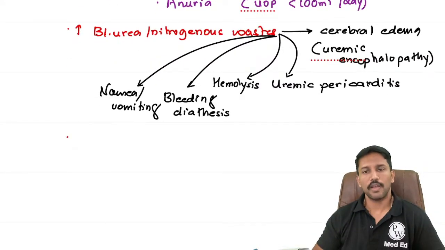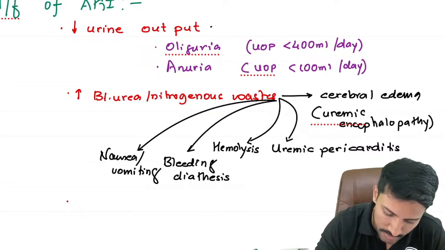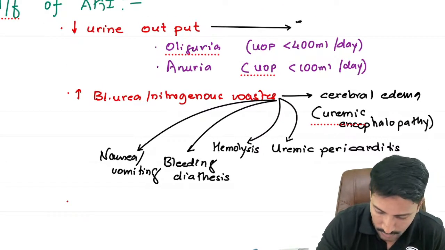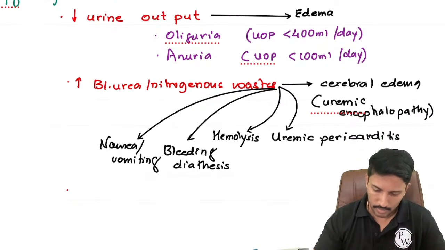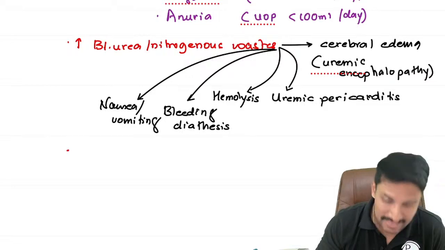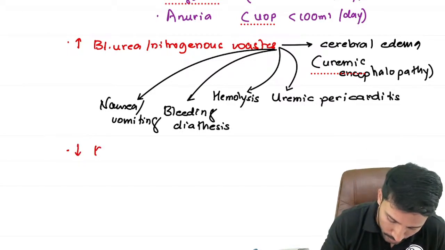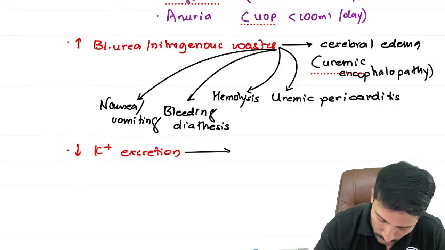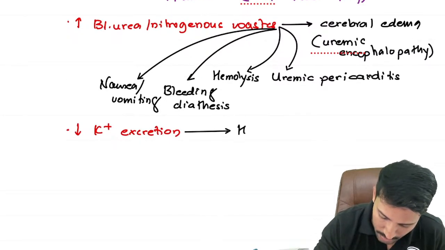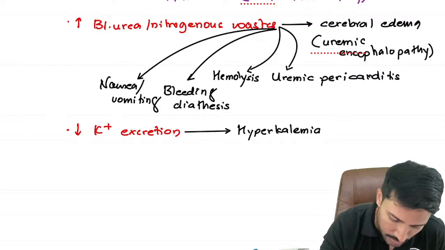Then because of the decreased urine output, what symptoms are we expecting? It can lead to edema. Okay. Then we are supposed to excrete the potassium. The job is done by kidneys, right? But there can be decreased potassium excretion. And what can this lead to? Decreased potassium excretion can lead to what we call hyperkalemia, and hyperkalemia can lead to certain symptoms, right? What are the symptoms that we can expect?